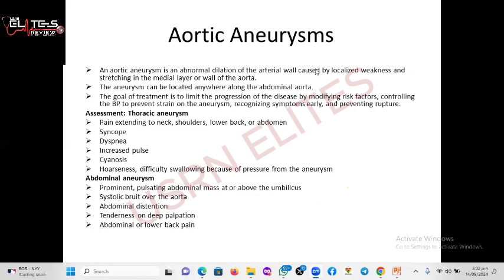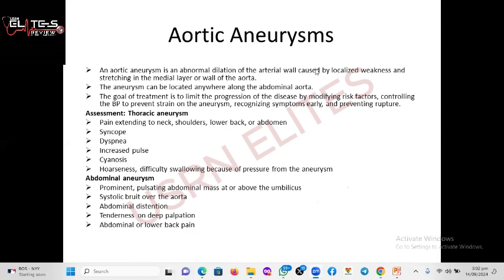Then you could also have abdominal distension. You could have tenderness on deep palpation. When you palpate, you could have deep palpations. In deep palpation, there's tenderness. Then abdominal or lower back pain. You could also have a systolic bruit over the aorta. That's when you do your auscultation.